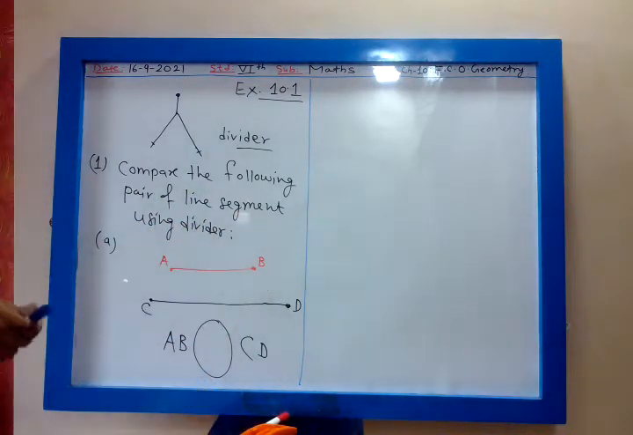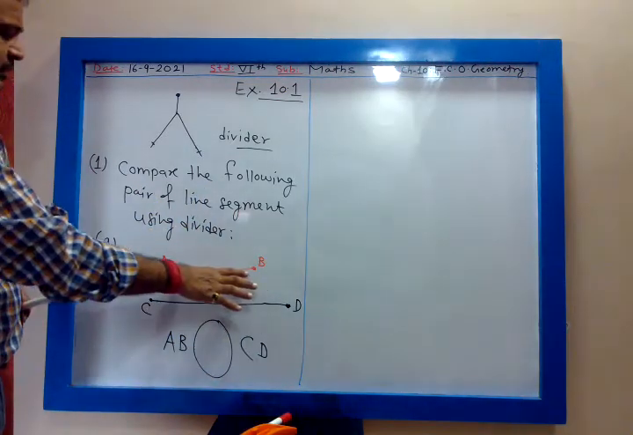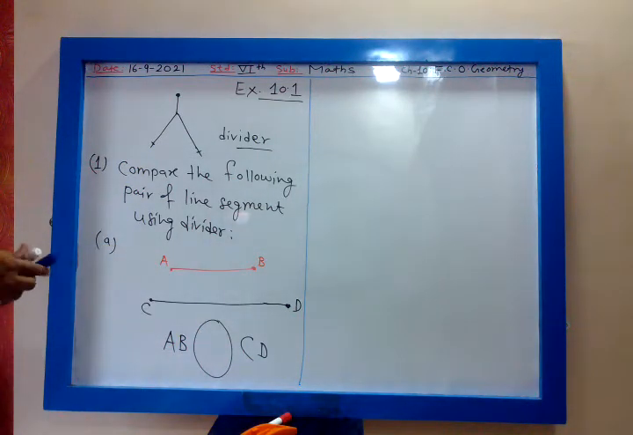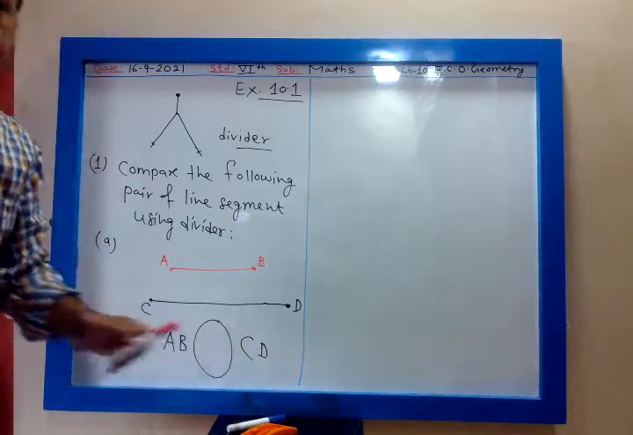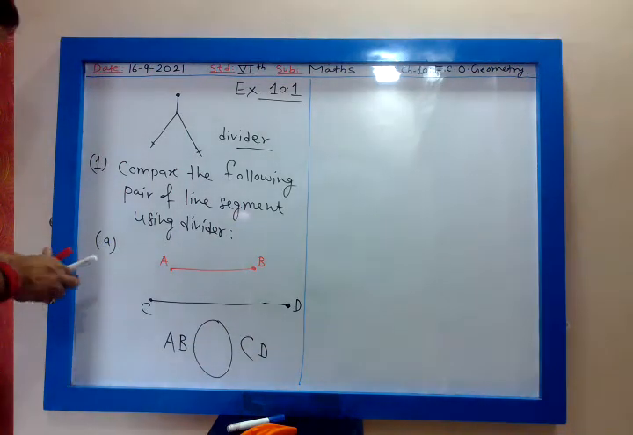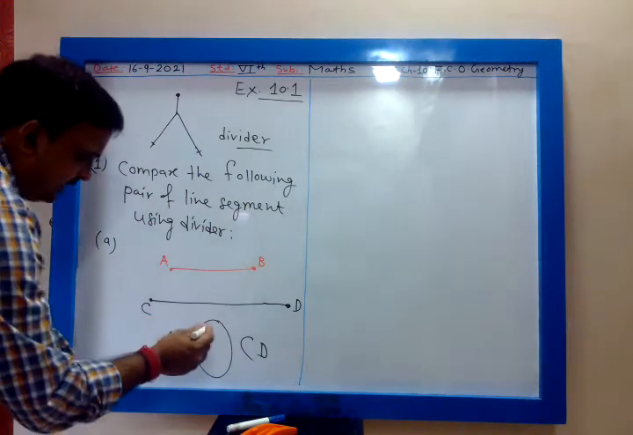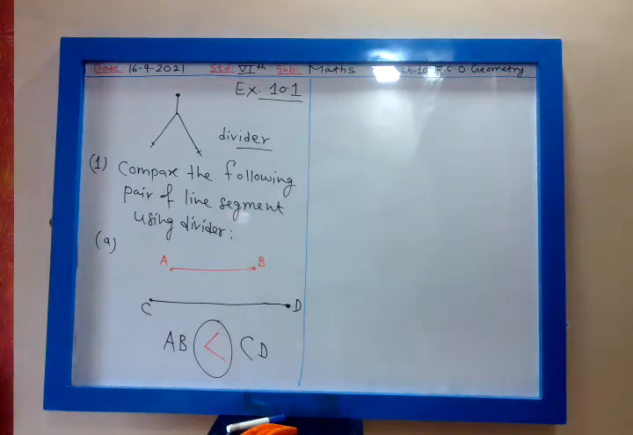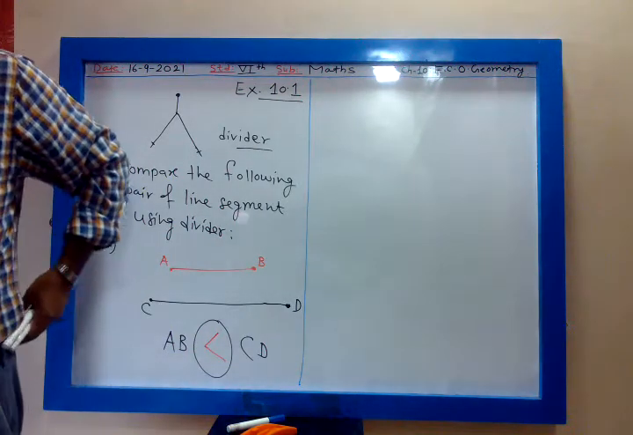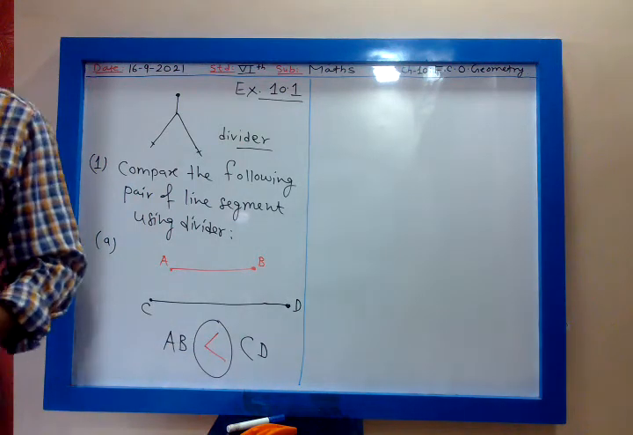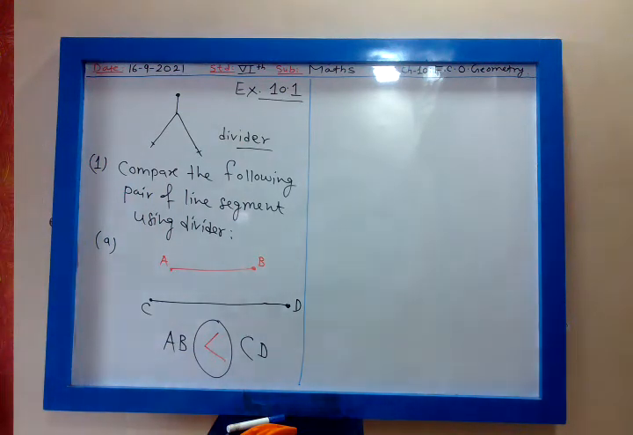Now which length is more? Which line segment is bigger? AB or CD? CD is bigger. So you will write AB is less than CD or CD is greater. So opening will be towards CD. CD is greater than AB. Complete.